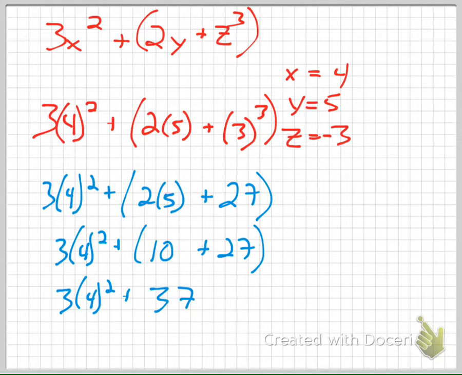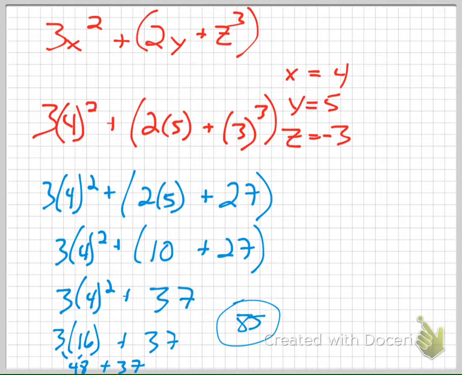Now I go back and go, okay, do I see any other parentheses that can be simplified? No. Any exponents? Yes. Would some of you maybe have been tempted to go 3 times 4 here? Absolutely. Don't be tempted to do that, right? That's why you go, okay, 4 squared. What's 4 squared? 16. 3 times 16 plus 37. What's 3 times 16? 48 plus 37 is 85. Make sense? Long, but it's not hard.